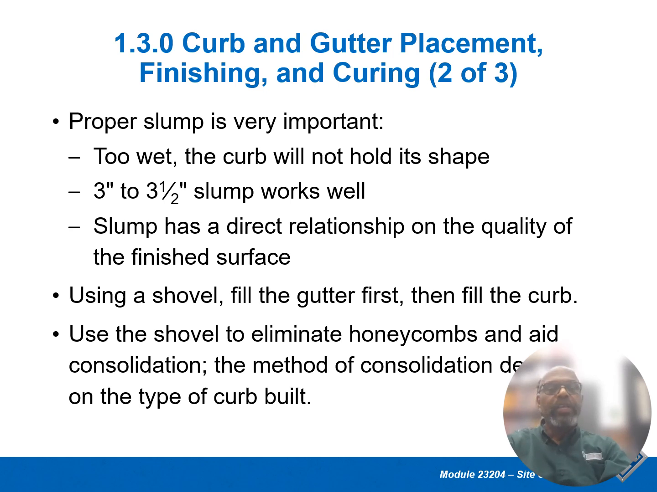Proper slump is very important. Remember what slump is: it is the consistency of concrete. When it's too wet, it's too runny and will not hold a shape. So you want to make the right slump. When it comes to curbs, you want a slump of around 3 to 3.5, which is fairly dry. Doing it like a sidewalk, you may want it higher, 6 or 7. So slump has a direct relationship to the quality of the finished surface.